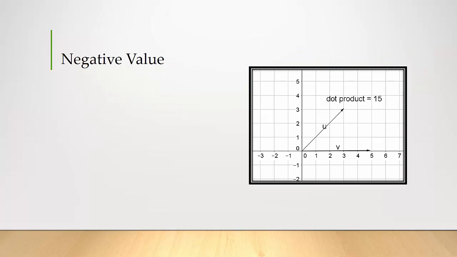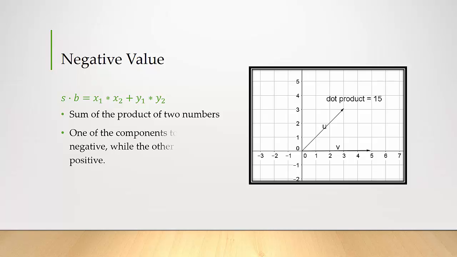And now we need to determine what a negative value means in terms of the dot product. I have the equation for my dot product as s dot b being the product of the x coordinates plus the product of the y coordinates. So it's the sum of the products of the two numbers, so I need to look at what would produce a negative value.